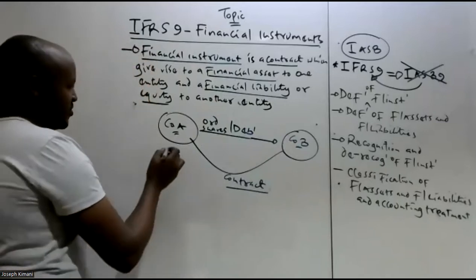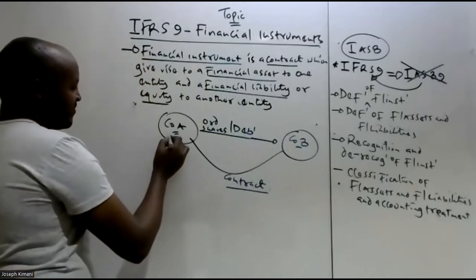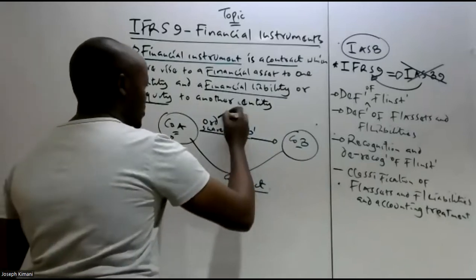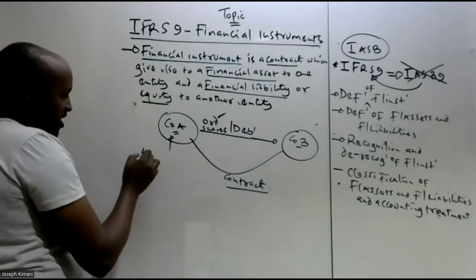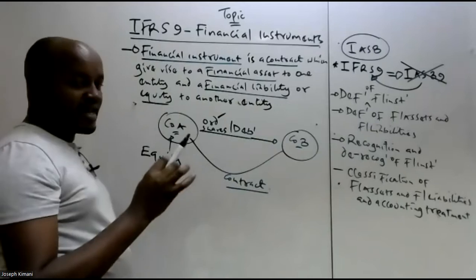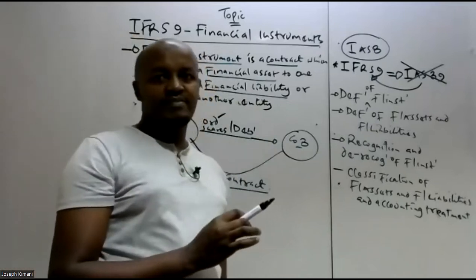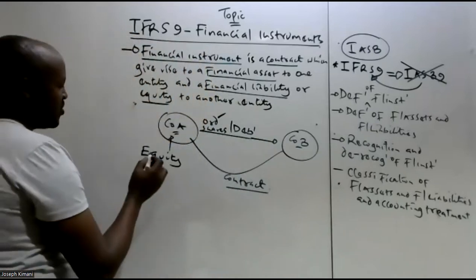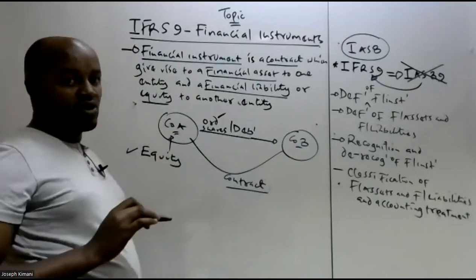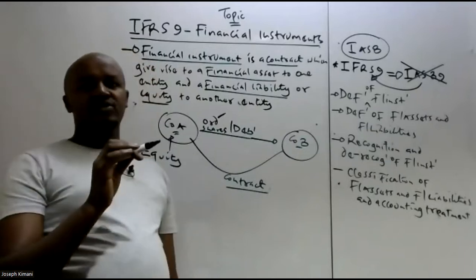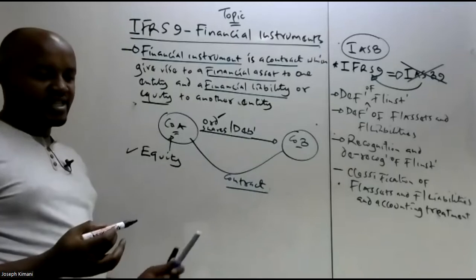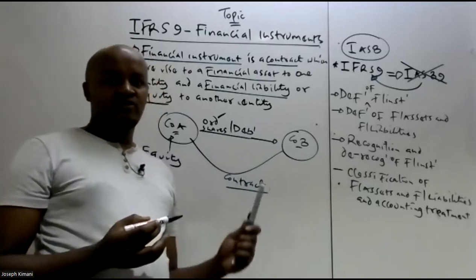Like in this case, if this company has issued ordinary shares, we know that company A raises a capital which is known as ordinary share capital. Now, ordinary share capital is part of equity, because when we talk about equity here, equity comprises of ordinary share capital and reserves. So once this company has issued ordinary shares, it raises ordinary share capital, which will be part of equity.